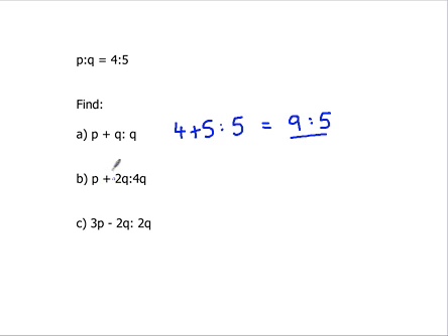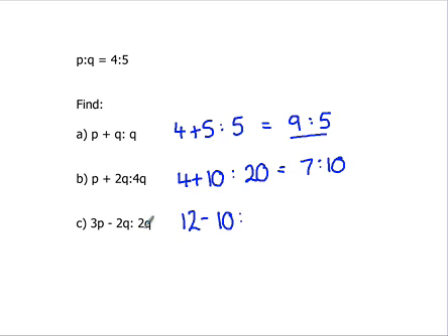So again here, p plus 2 lots of q, so I've got p, which is 4, 2 lots of q will be 10, to 4 lots of q, which would be 20, and that'll be 14 to 20, and 14 to 20 is the same as having 7 to 10. Similar kind of question to finish, so 3 lots of p will be 12, minus 2 lots of q, which must be 10, to 2 lots of q again, which is 10. Well, that's 2 to 10, 2 to 10 being the same as 1 to 5.